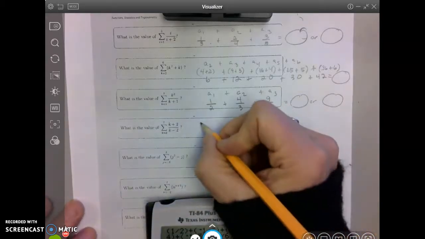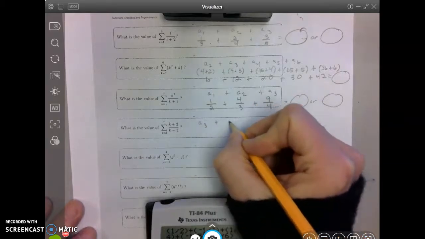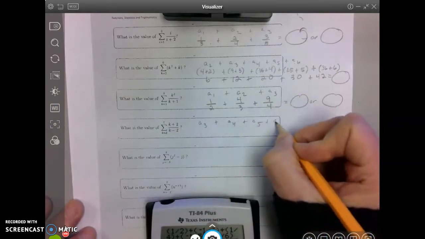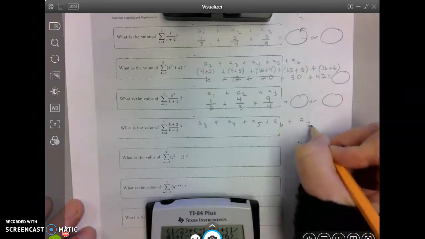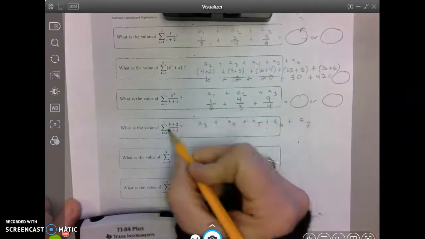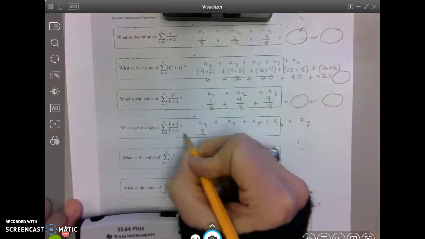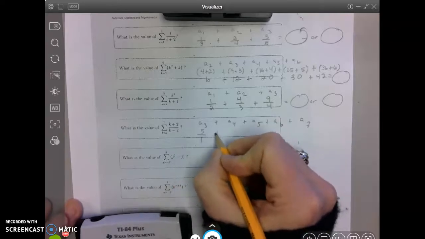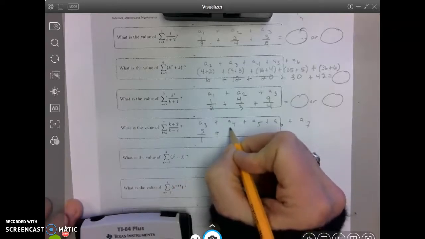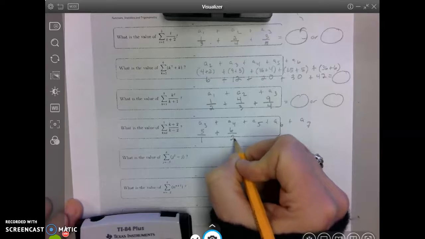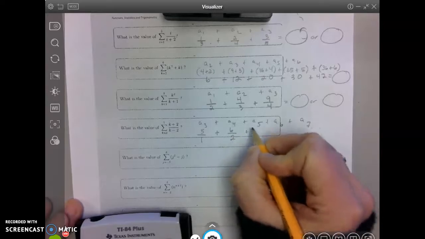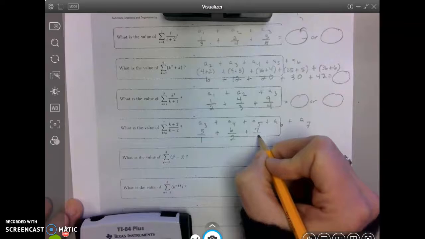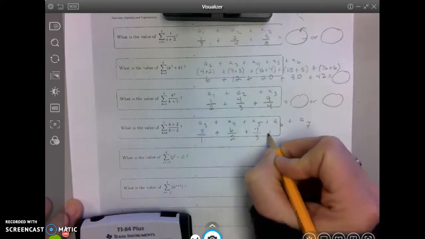We're going to start at a sub 3, and we're going to go to a sub 7. So when I put a 3 in, 3 plus 2 is 5. 3 minus 2 is 1. Plus 4 plus 2 is 6. 4 minus 2 is 2. 5 plus 2 is 7. And 5 minus 2 is 3.